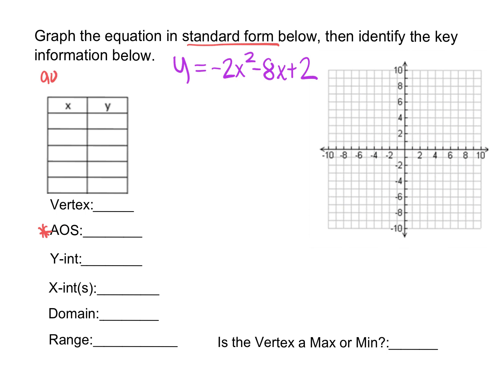And remember, your axis of symmetry is found by taking x is equal to negative b, or opposite b, over 2 times a. And here we can see a is equal to negative 2, b is equal to negative 8, and c is equal to 2.